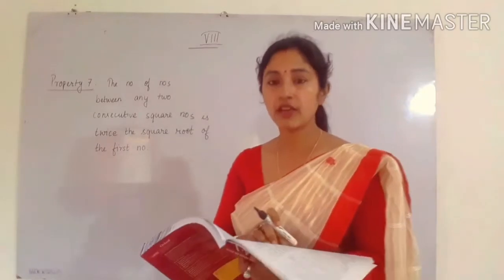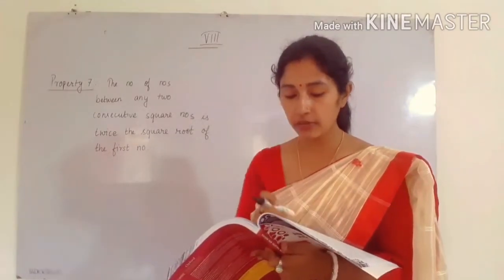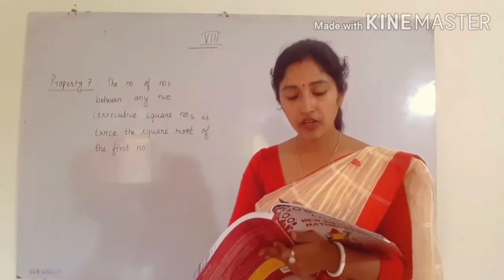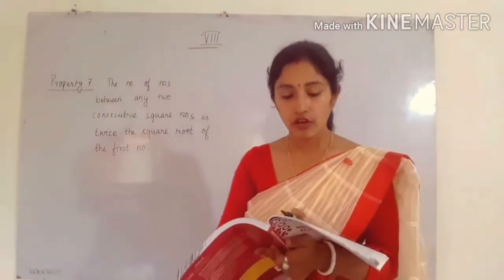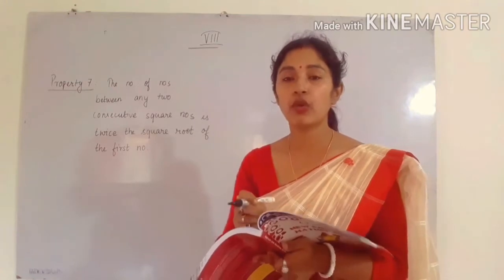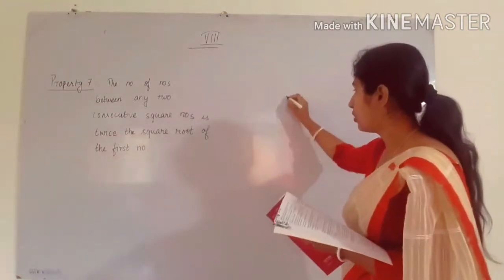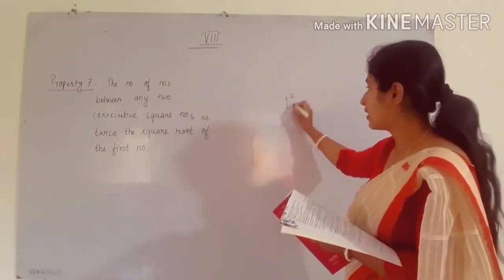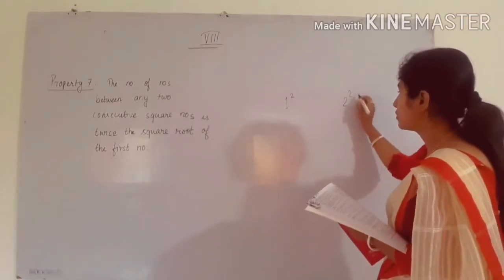Property number 7 is: the number of numbers between any two consecutive square numbers is twice the square root of the first number. That means, first of all, you have to take two consecutive square numbers. What are two consecutive square numbers? Suppose I will take 1, because 1 square is 1. So 1 is a square number, and next I will take 2 square, that is 4.